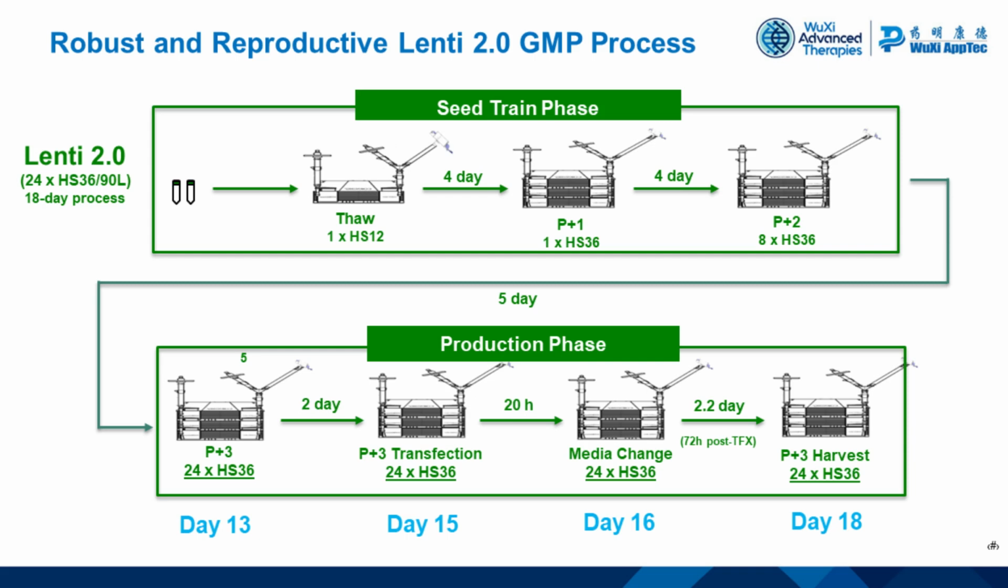2 days after cell seeding, the transfection is conducted. And then 20 hours later, the fresh medium was exchanged. Finally, 3 days post the transfection, the supernatant is harvested for downstream processing. All the liquid handling is executed through the pre-designed tubing assembly, which can minimize the risk of contamination.